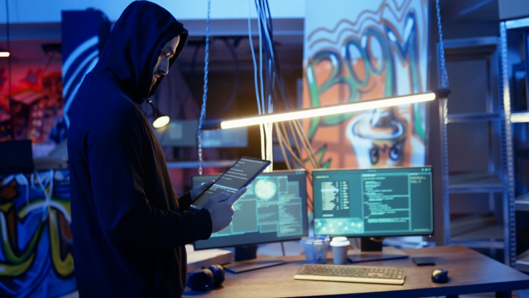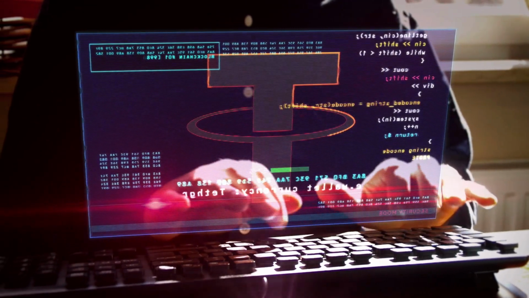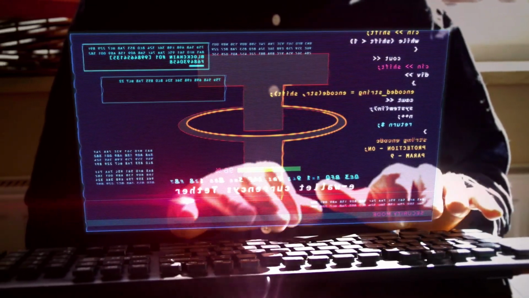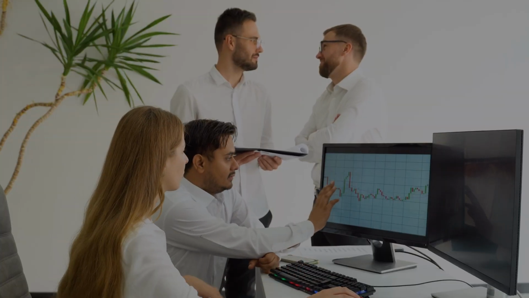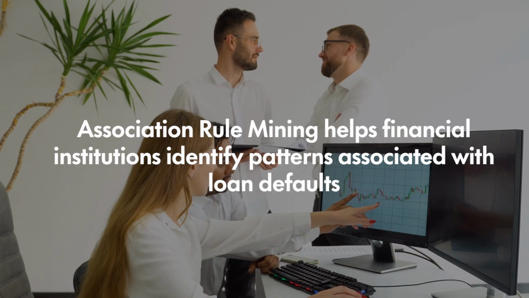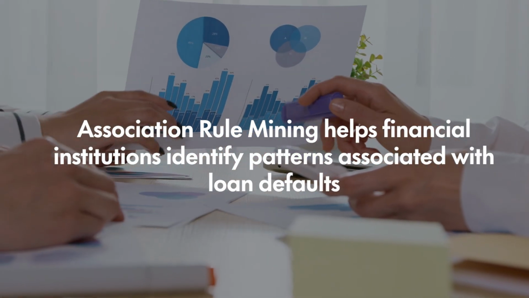Association rule mining is also instrumental in fraud detection. By analyzing historical transaction data, it can uncover deviations from normal purchasing behavior, flagging potential fraud. Similarly, in risk management, association rule mining helps financial institutions identify patterns associated with loan defaults, allowing them to adjust lending strategies accordingly.